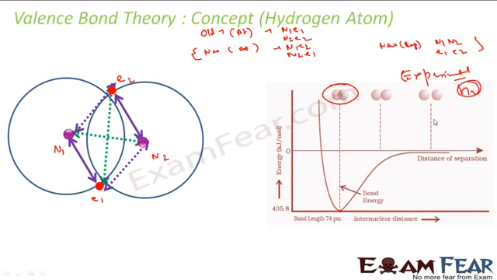So what they have done is they have taken two hydrogen atoms and separated them. There is no energy between them because they are at an infinite distance. When they come together, the energy goes down.